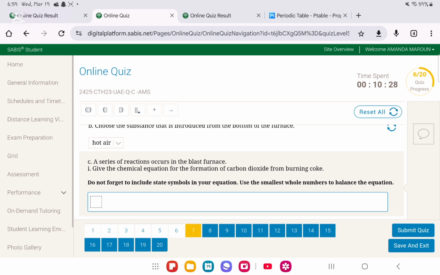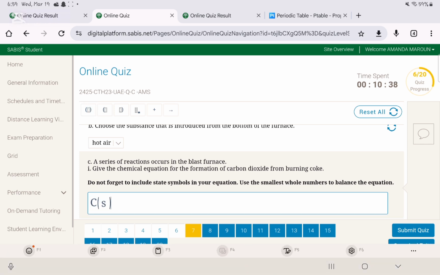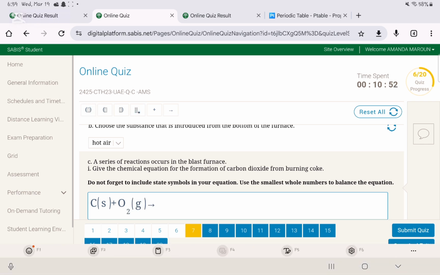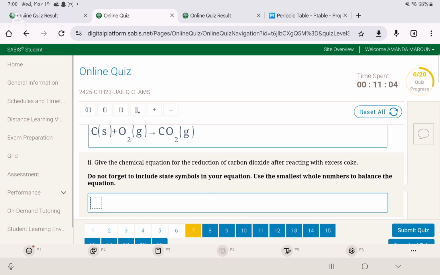We said the first one is to give the chemical equation for the formation of carbon dioxide from burning coke. We said the first process is the combustion of coke. So it's going to be carbon solid, okay, is going to react in addition with oxygen gas, O2 gas, to form CO2 gas. So keep in mind the coke, which is carbon solid, will react with oxygen gas to produce carbon dioxide gas. Okay, now for the second part, they said give the chemical equation for the reduction of carbon dioxide after reacting with excess coke.